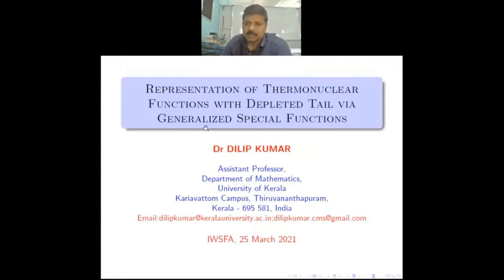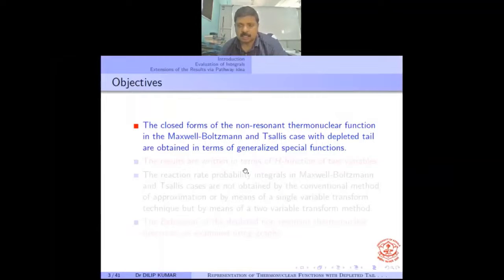Presentation, a little brief. I will be giving a representation of the thermonuclear functions with depleted tail via generalized special functions. This is just to explain how special functions are being used in various applied areas like astrophysics. This is a joint paper with my collaborator Professor Hans J. Haubold, published in Axioms in the last year, 2021. Anybody can download the paper from the Axioms journal website.